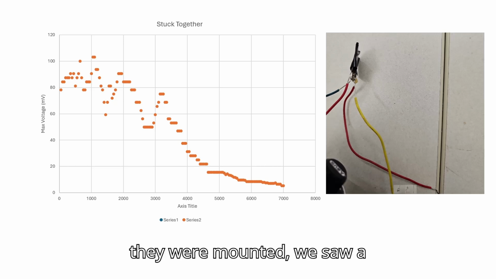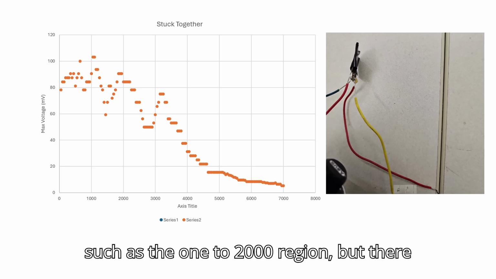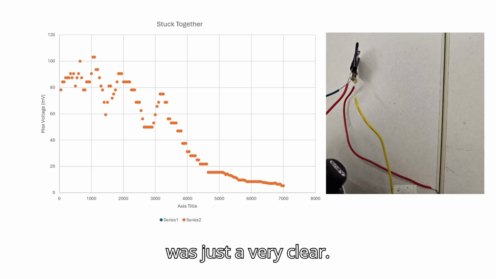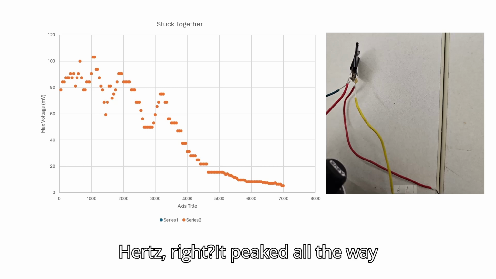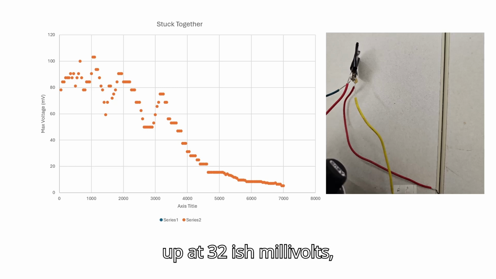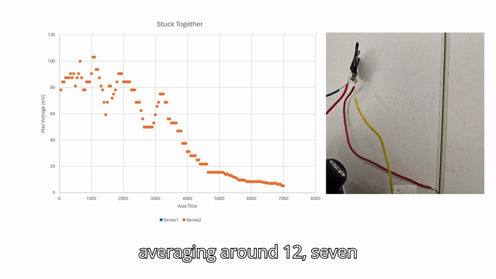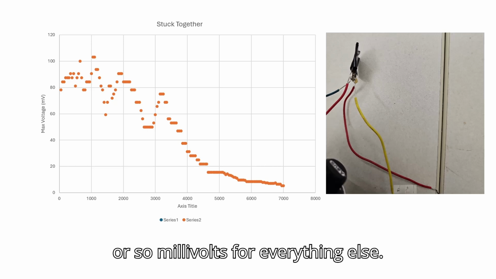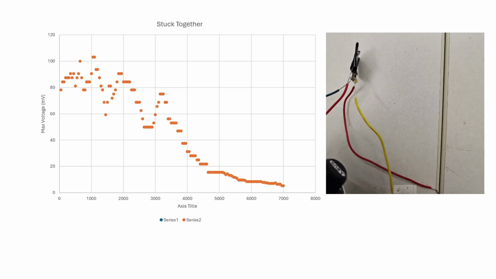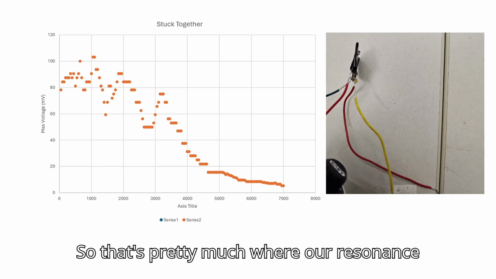So when they were mounted, we saw a much, not nicer, because it's still very sporadic in certain regions, such as the 1 to 2000 region, but there was a very clear peak around 3200 hertz. It peaked all the way up at 32-ish millivolts, which is really high considering it was averaging around 12.7 or so millivolts for everything else. So that's pretty much where our resonance is.